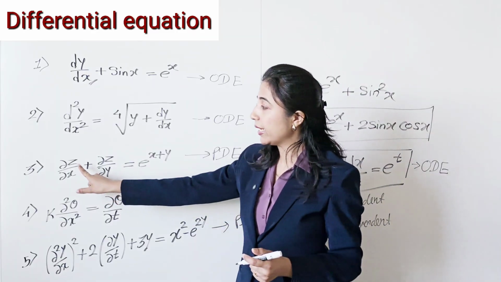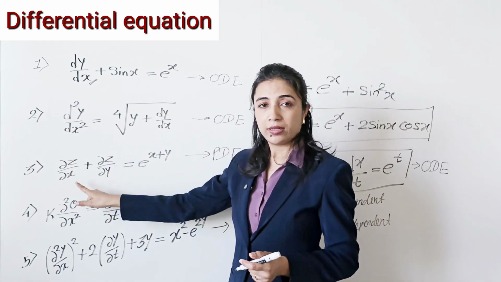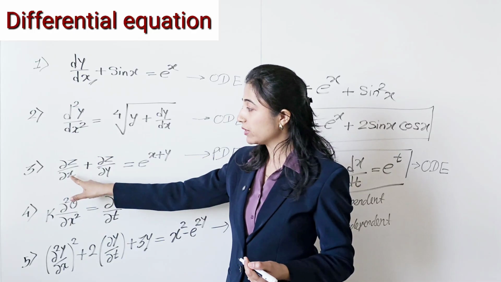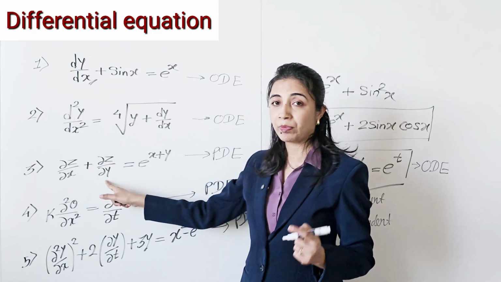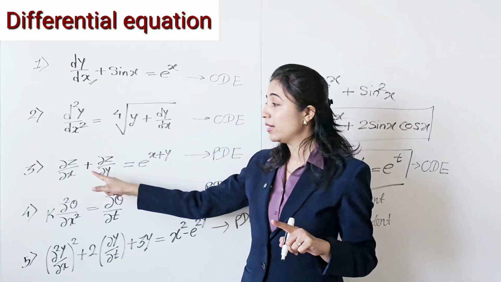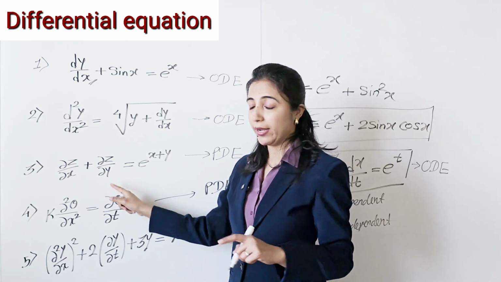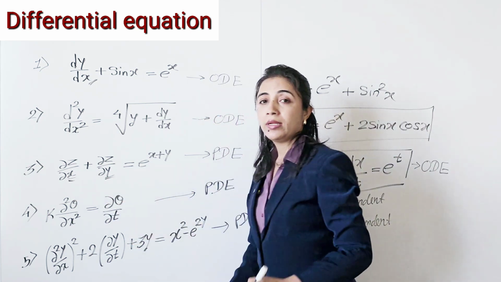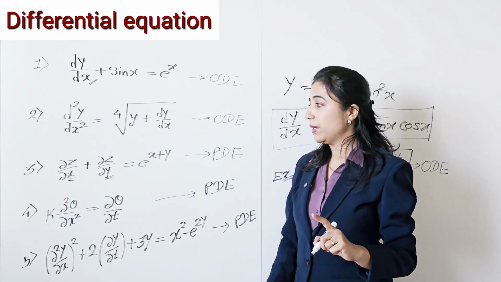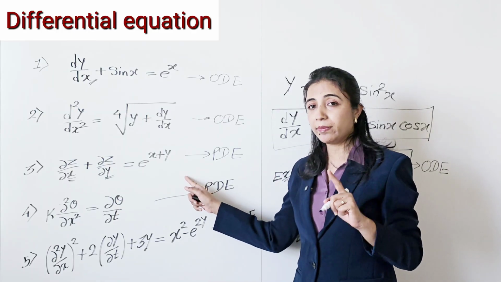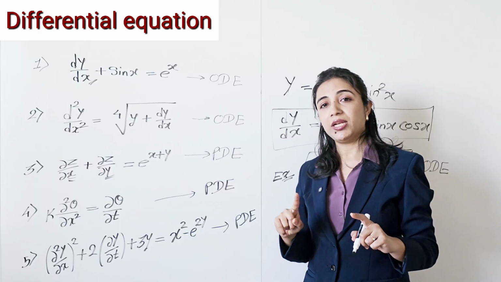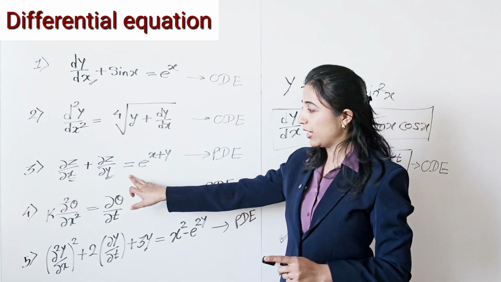For example, here z is the variable and we are taking the derivative of z with respect to x as well as y. That means z depends on x as well as y. So here x and y are the two independent variables, and since it contains two independent variables, it is called a partial differential equation.